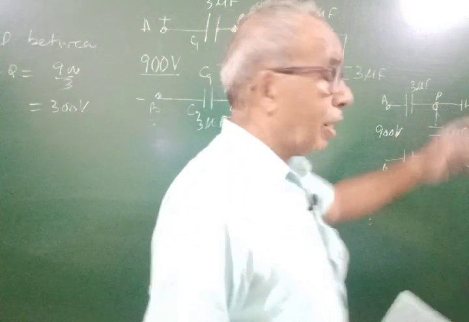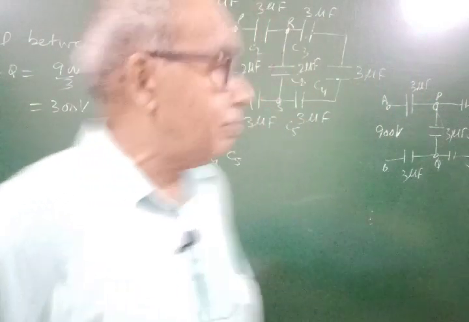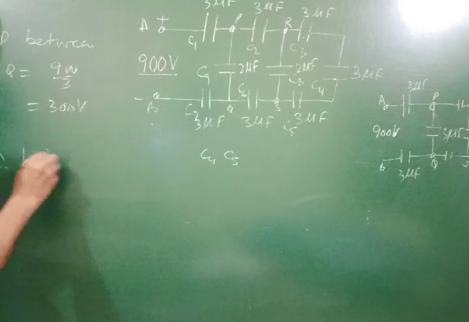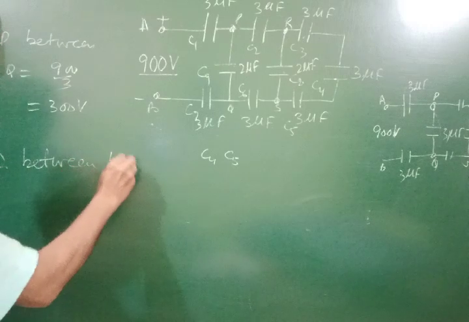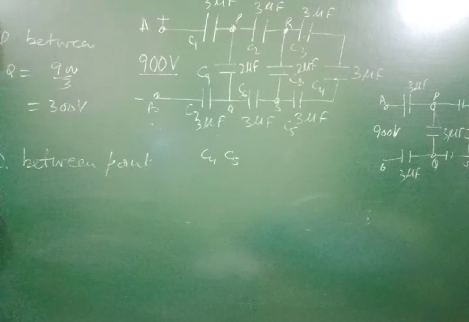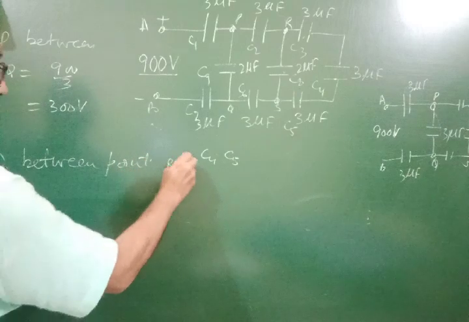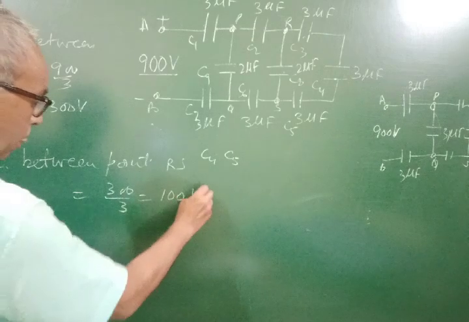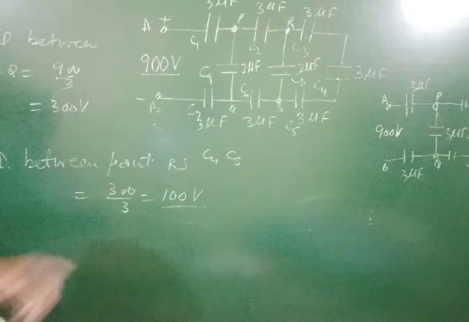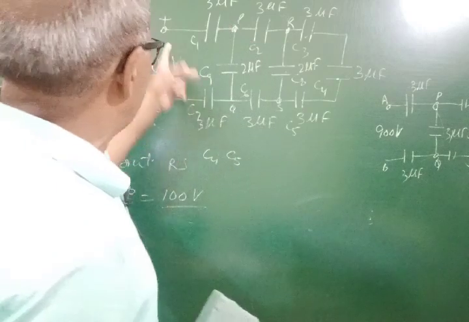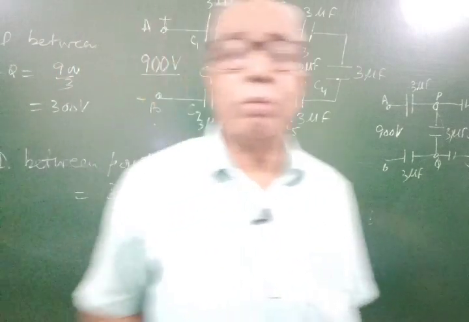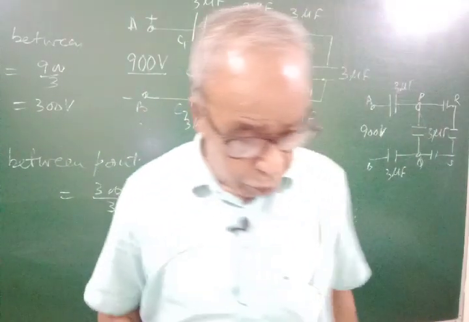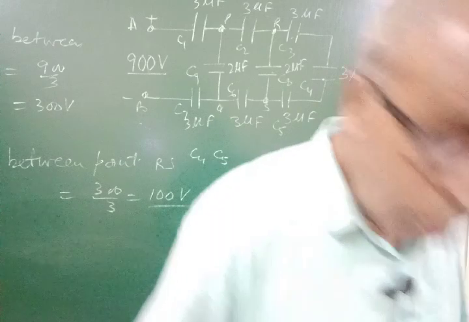When equal capacitors are connected in series, potential gets divided equally, and therefore potential difference between points R and S is equal to 300 upon 3, यानी 100 volt. तो यहाँ 100 volt, यहाँ 300 volt, ये 900 volt. This question now makes everything clear. Now I will take more questions in the next video. Please be ready.